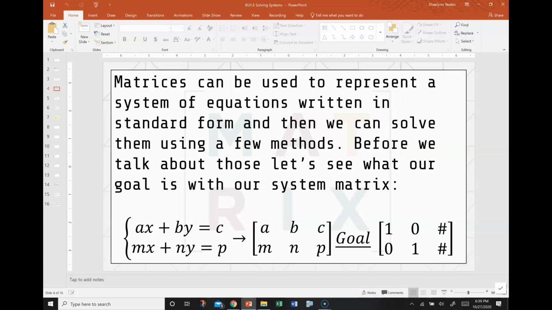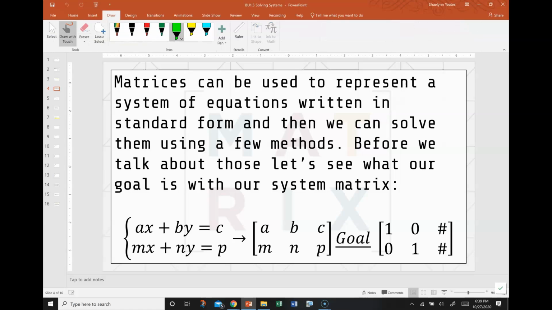So notice that A ends up in its own column because it's representing x, B ends up in its own column because it's representing y, and C ends up in its own column because it's representing the number after the equal sign. Then the second one, same thing, M represents x, notice it ends up in the same column as A, N represents y, notice it's in the same column as B, and P represents the number after the equal sign.